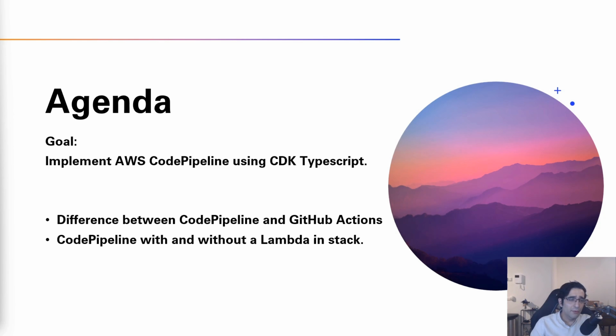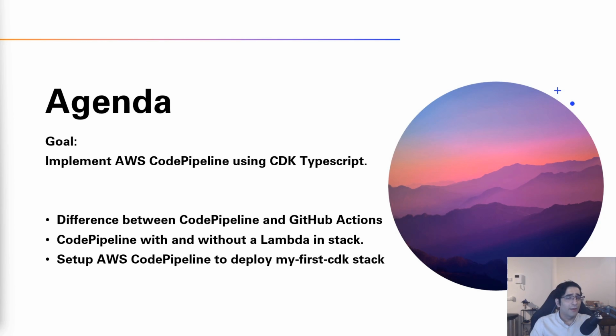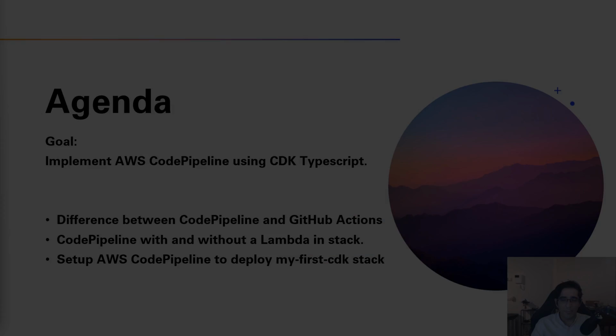We'll also have a look at CodePipeline with and without the Lambda in the stack, and more generally, in a stack with a Lambda and without the Lambda, what does that output? And finally, we will set up our own CodePipeline to deploy the my first CDK stack that we made earlier. If you haven't made that yet, then maybe watch the last episodes and create the stack and then come back to this video.